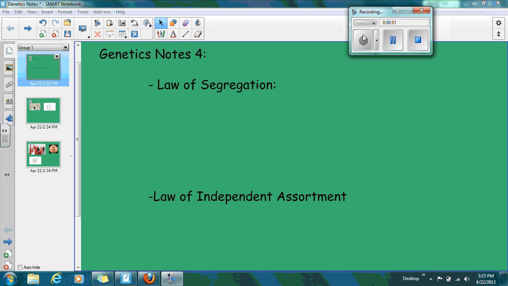Good evening, guys. Today we're going to do genetic notes 4. This is your fourth set of genetic notes. This page is where we're going to start definitions, and I'm just going to explain this. It should only take less than 10 minutes.